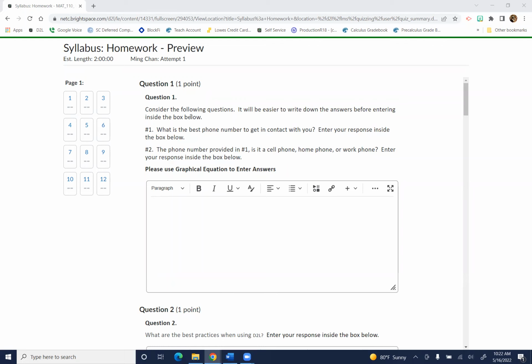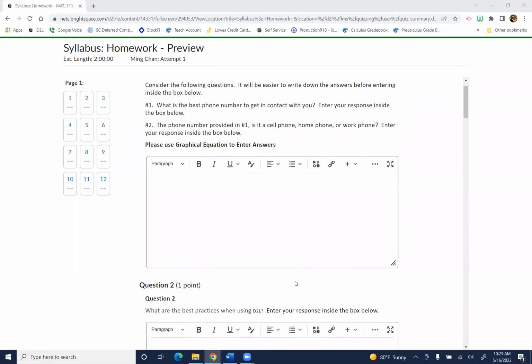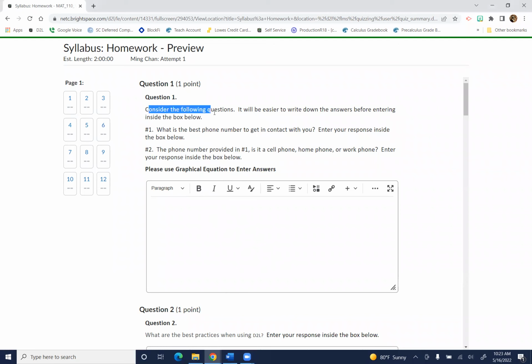All right. So consider the following question. It will be easy to write down the answer before entering inside the box. A lot of times you will see this particular direction. When you see this direction in some of the homework questions, please write down your answers. It's easy to write it down, then you can enter. What is the best phone number to get in contact with you?